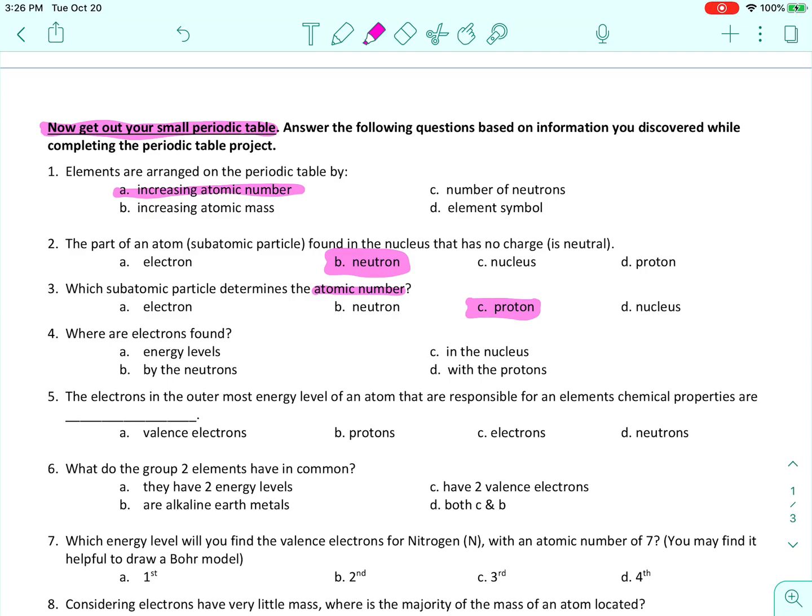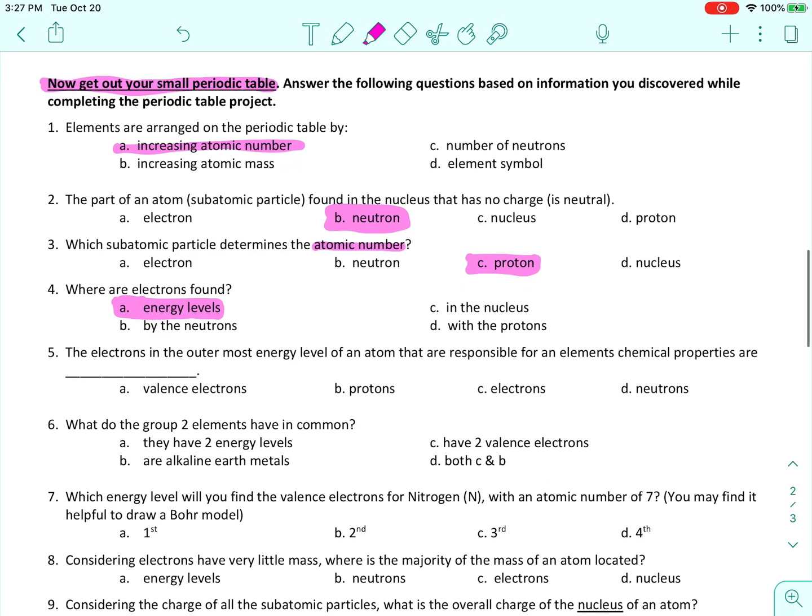Okay, not the electrons. The electrons are just for now. We're talking about always. What's always determining the atomic number, and that is the protons. Where are the electrons found? We actually already answered this question up above, but the electrons are found in the energy levels. The electrons in the outermost energy level of an atom that are responsible for an element's chemical properties are the valence electrons.